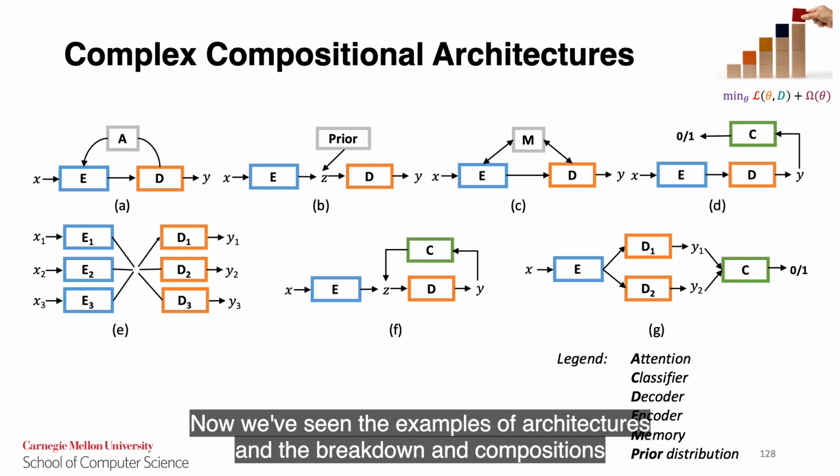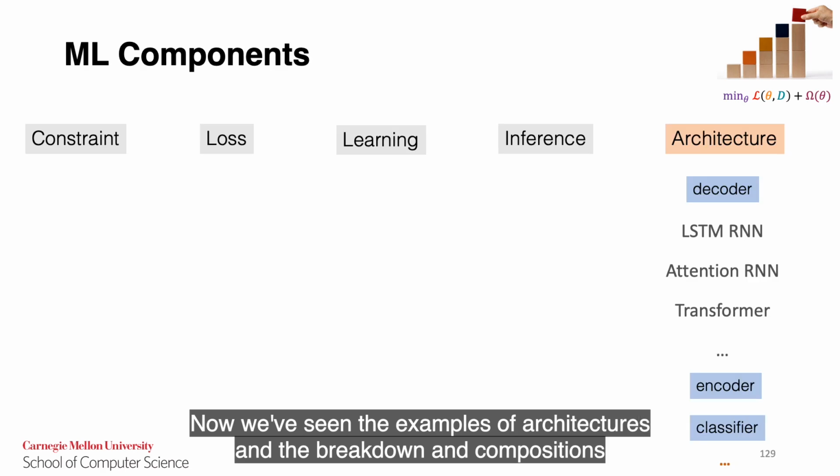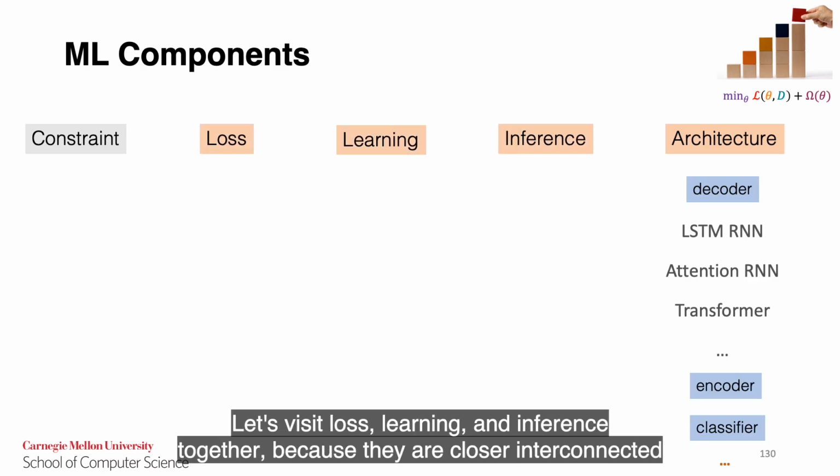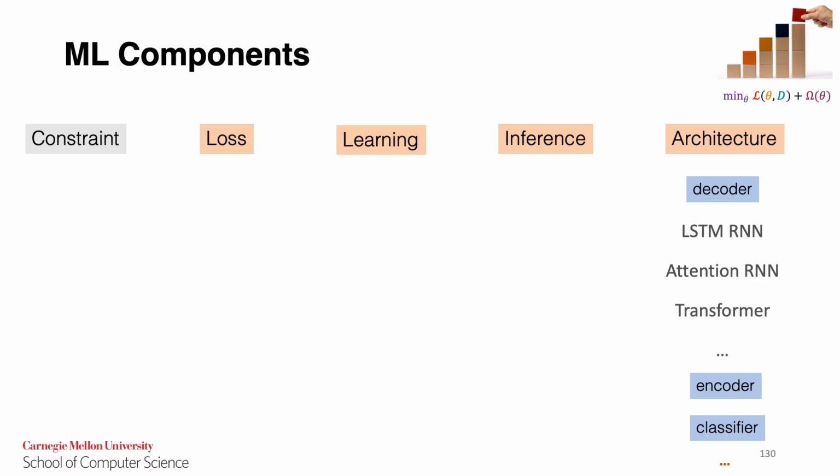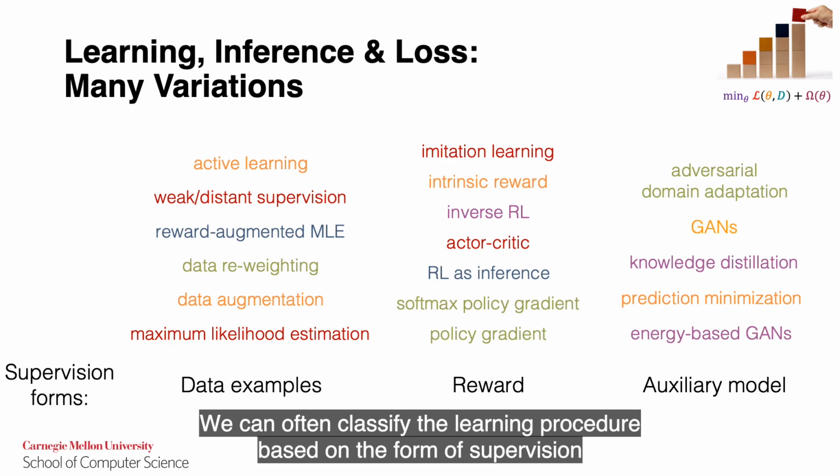Now we've seen the examples of architectures and the breakdown and compositions. Let's visit loss, learning, and inference together, because they are closely interconnected and often referred to by a term that's badly overloaded, algorithm. We can often classify the learning procedure based on the form of supervision.